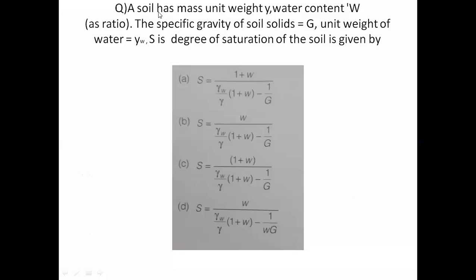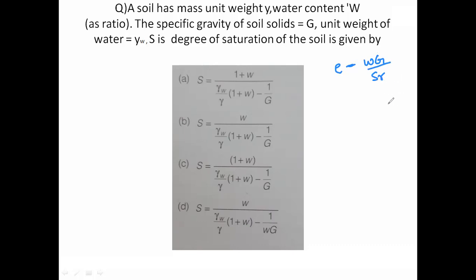Yes, this is a very important question. It's quite a tricky question. It needs quite some skill to solve. They are asking for the degree of saturation in terms of w, G, the unit weight of water, and the bulk unit weight. So what I will do: we know the expression e = wG/Sr. This is one equation we have.